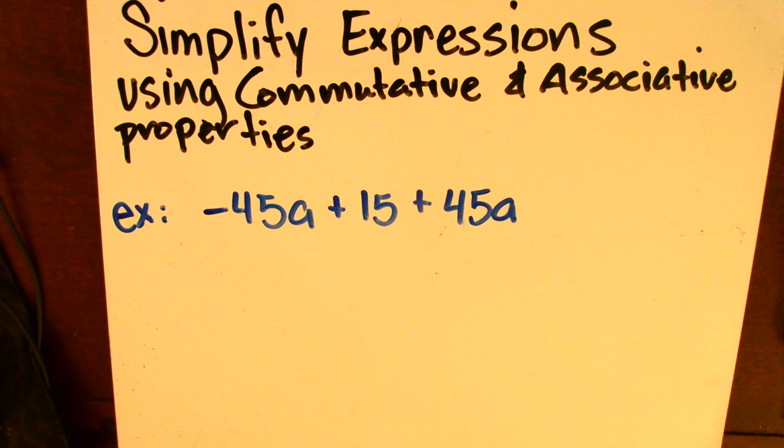In this video, I'm going to simplify expressions using commutative and associative properties. So in this first example, we have negative 45a plus 15 plus 45a. Because I have addition and no other operation in this expression, I can apply commutative property, meaning I can move my terms that are similar and then simplify.